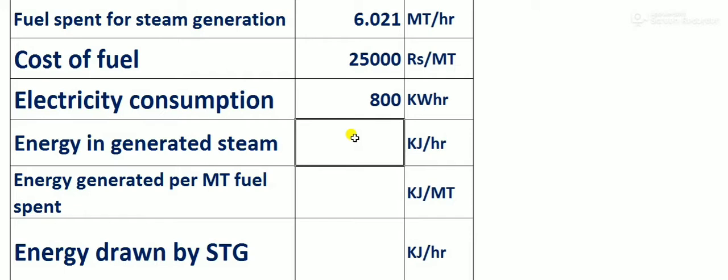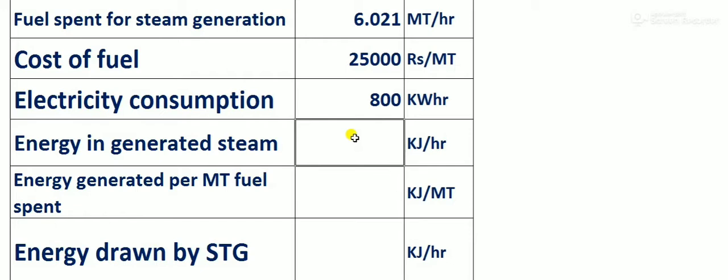We are generating the steam. For generation of the steam, per unit energy generation, what is the cost spent? First, we can calculate it such a way that then we can easily calculate the power generation cost. So the energy in the steam generated is nothing but the energy generated in the output stream of the boiler.